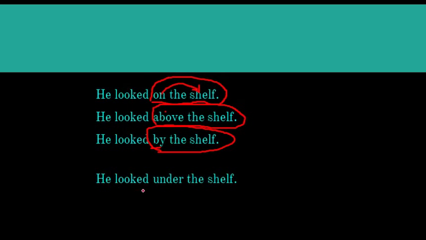He looked under the shelf. Under is a preposition and under the shelf is a prepositional phrase. This sentence has a completely different meaning. Preposition under means below the surface of something. So this sentence means he looked below the surface of the shelf. Have you noticed how the meaning of the sentence changes with different prepositions?